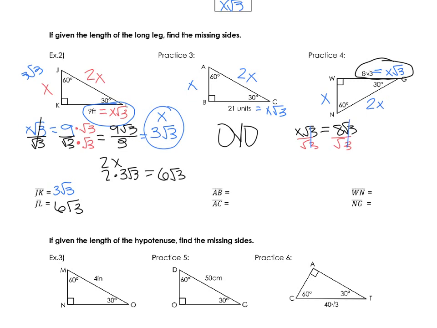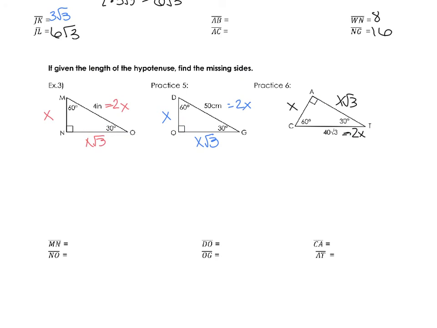And remember, this is not always going to be the case. The square roots of 3 cancel out on the left side and the right side, which tells me that x is equal to 8. Perfect, 8. So WN is 8. And to figure out what NG is, I do 2 times x, which is basically the same thing as saying 2 times 8, which is 16.